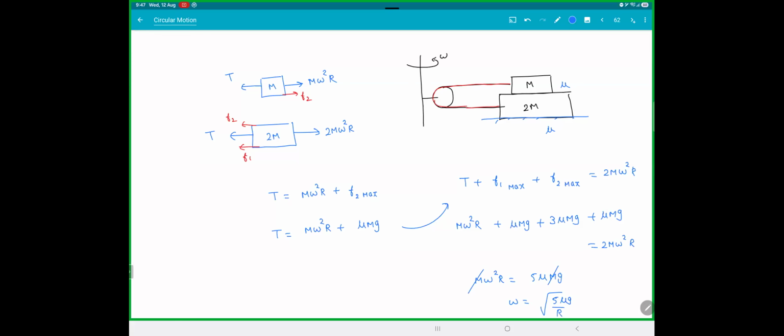Please check your forces, everyone. The centrifugal forces are away from the center. The frictions will look like this because the 2m is trying to go to the right side. There is a friction on the floor and there's a friction between them.